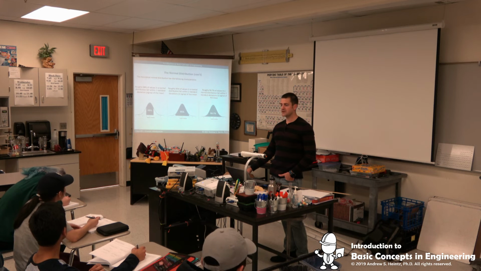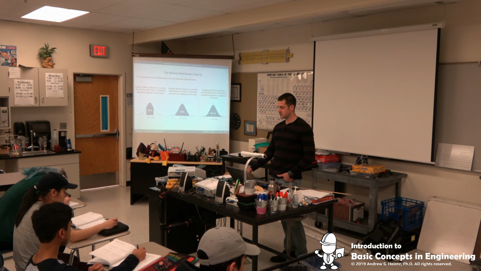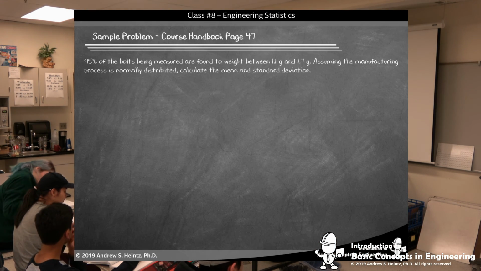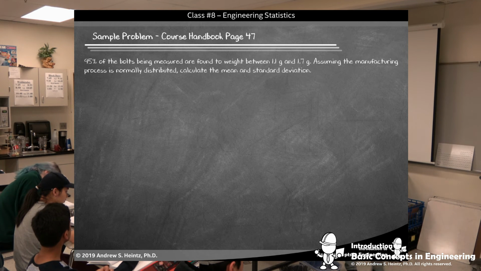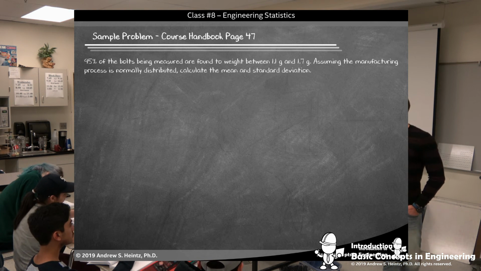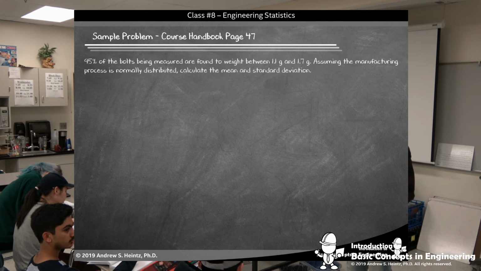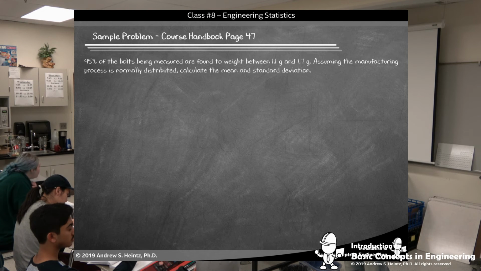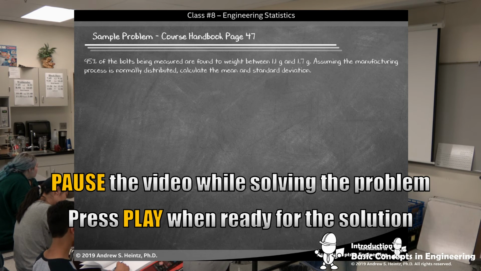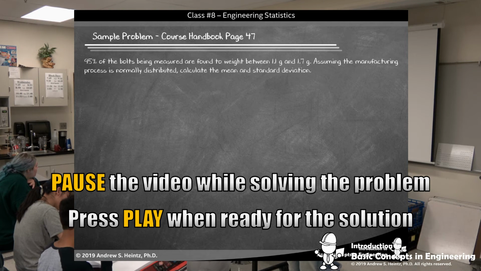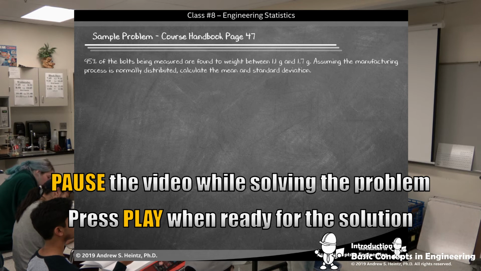Okay, so on page 47 in your book, if 95% of the bolts that are being measured are found to weigh between 1.1 grams and 1.7 grams, assuming a normal distribution in our process, which of course we do, calculate the mean and standard deviation of that process. So I'll give you guys a couple minutes.